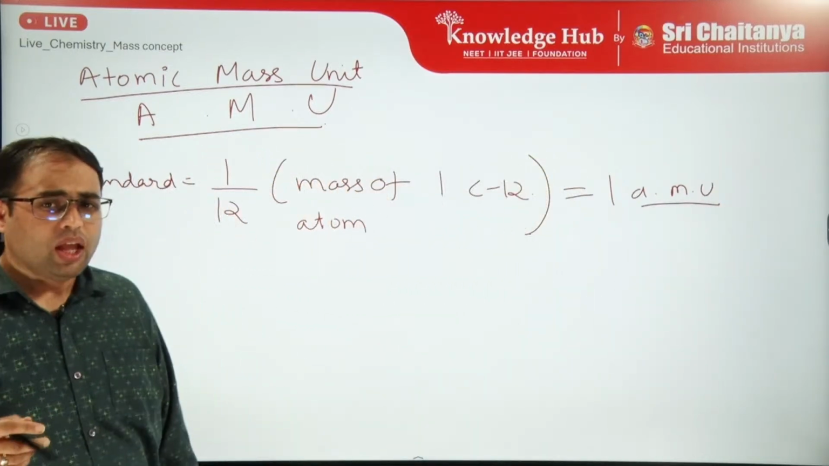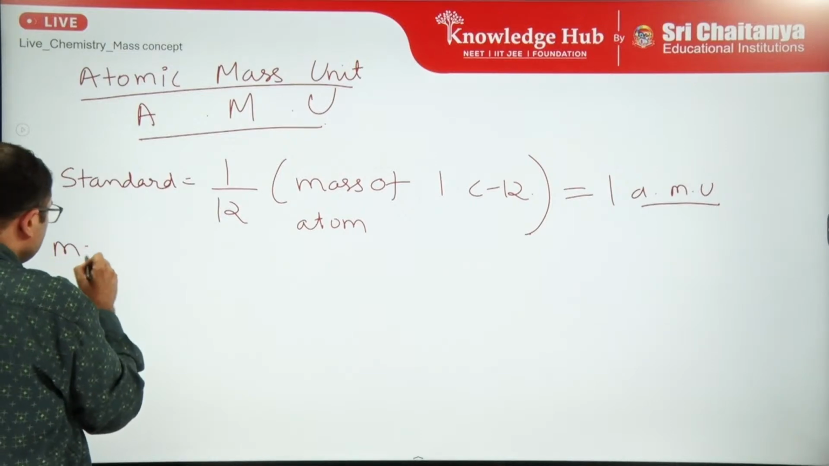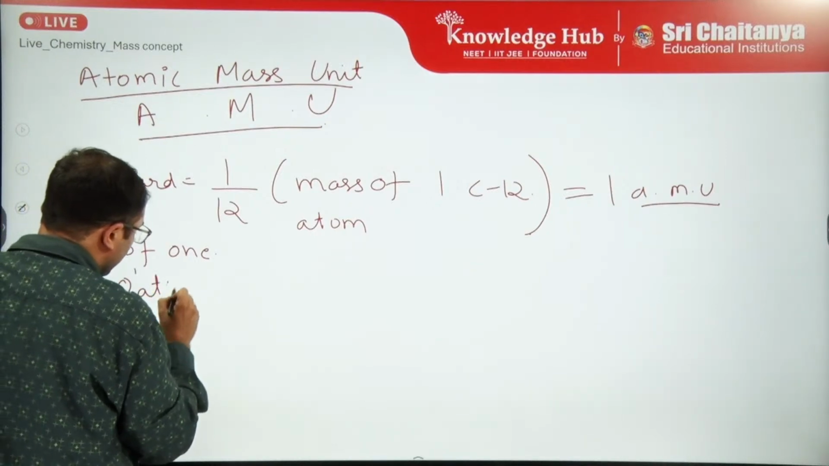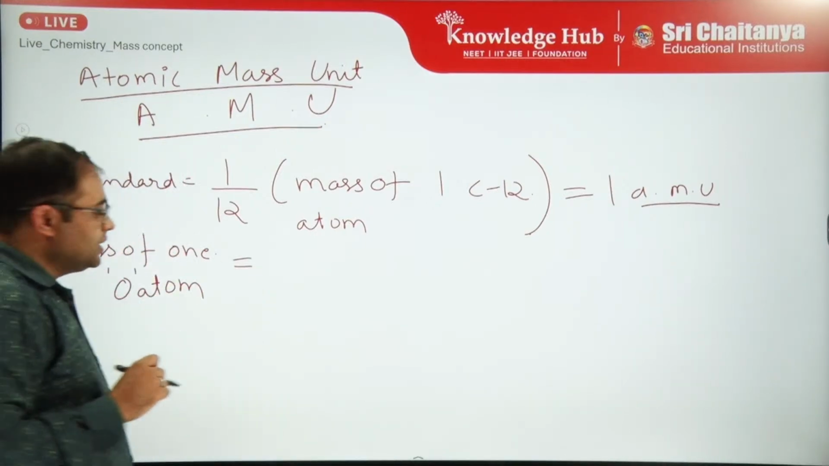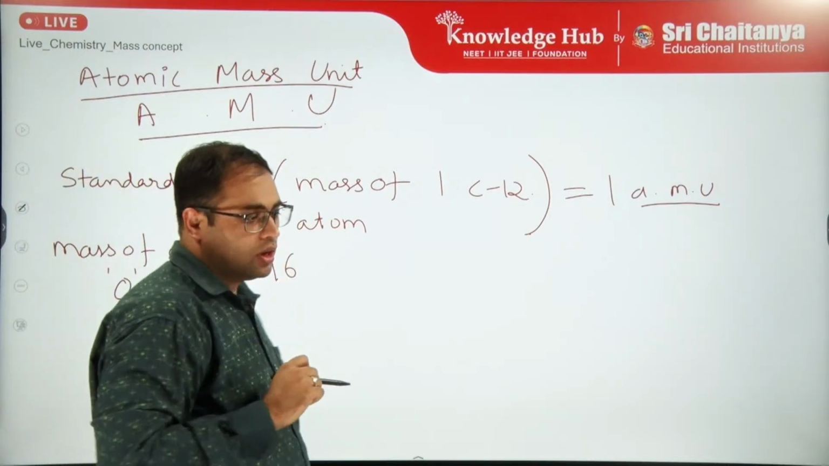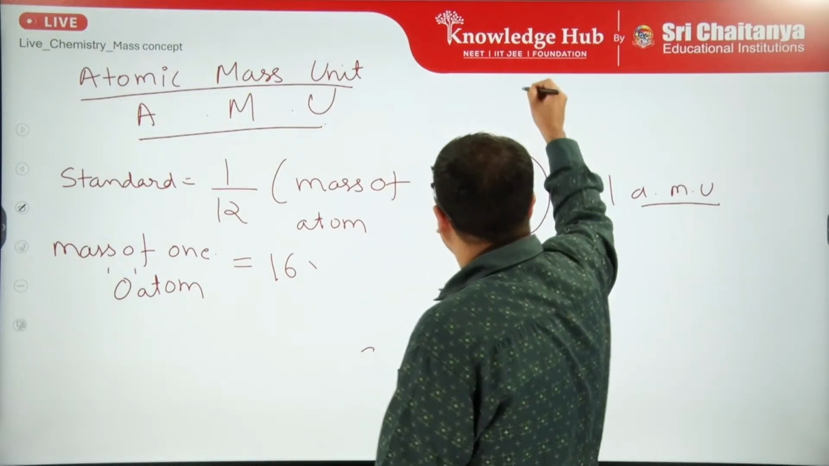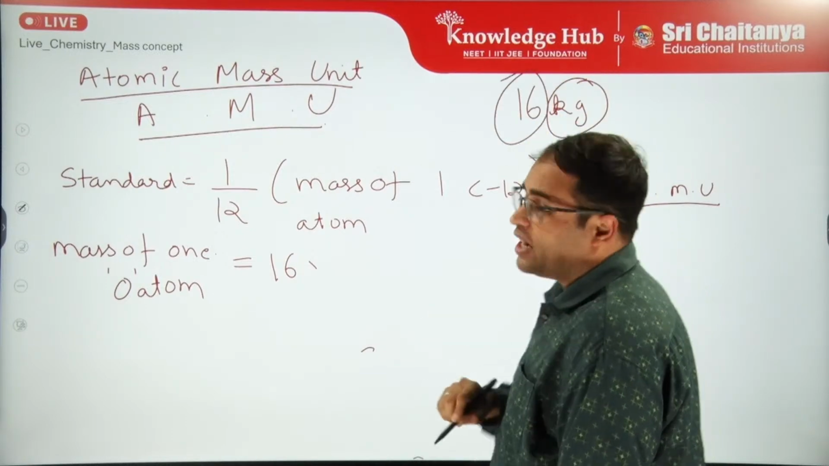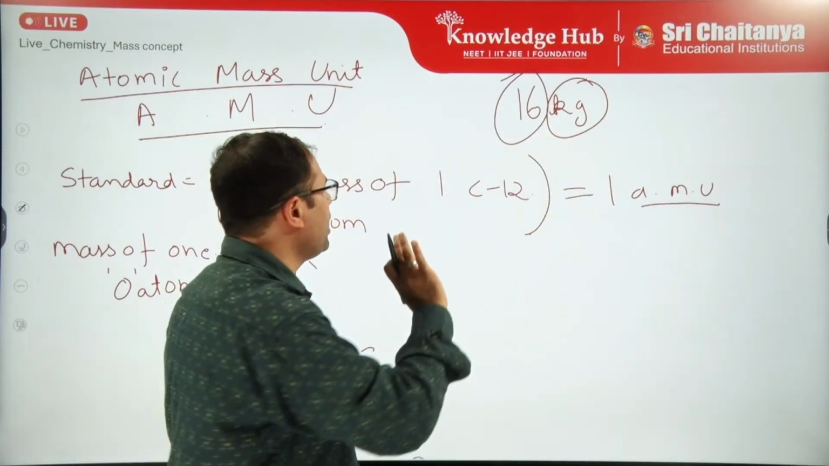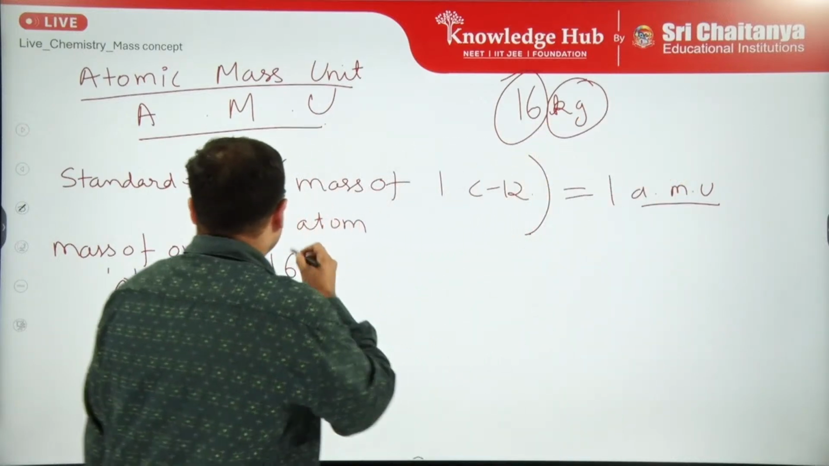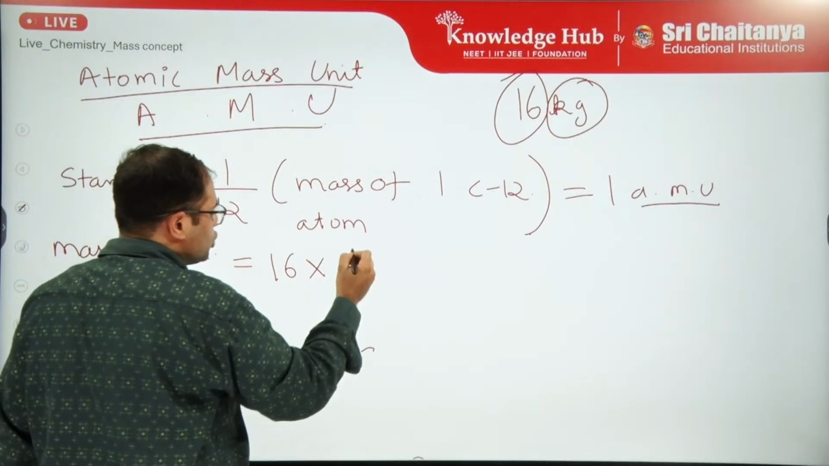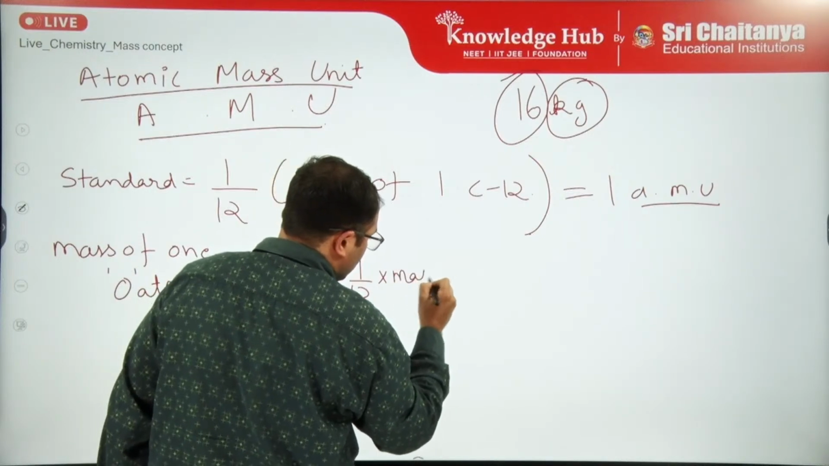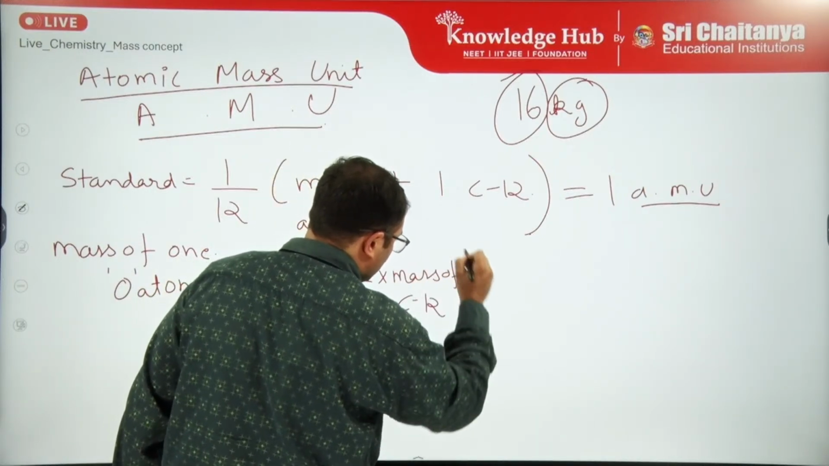Right. And if I want to say that mass of one O atom, how you will write this? You will write it as 16, right, into, see, whenever I was writing suppose 16 kg, you can understand that this unit is multiplied by a number, right? Correct? Unit will always be multiplied by a number to give you a particular value. So this is the unit now. So the number which has to be multiplied by is 16, and unit will be 1/12 mass of carbon 12, right?